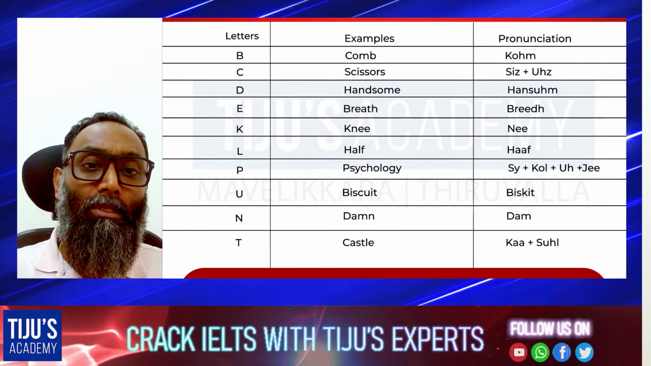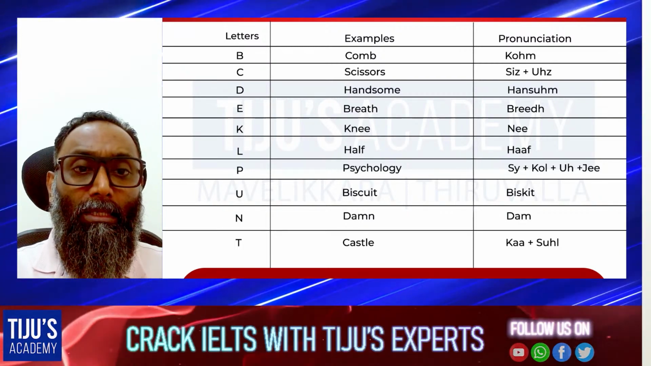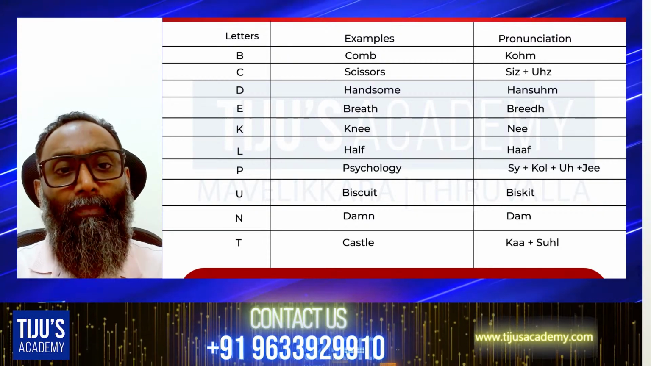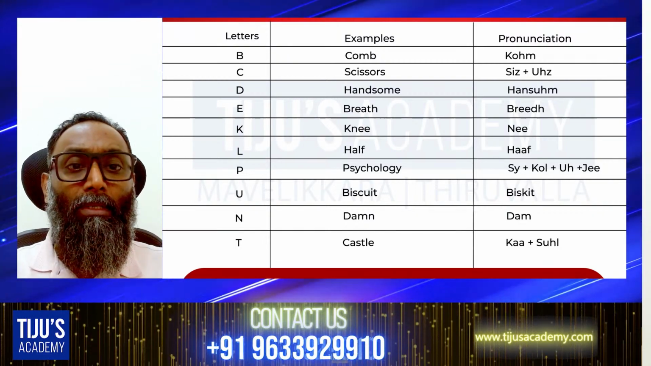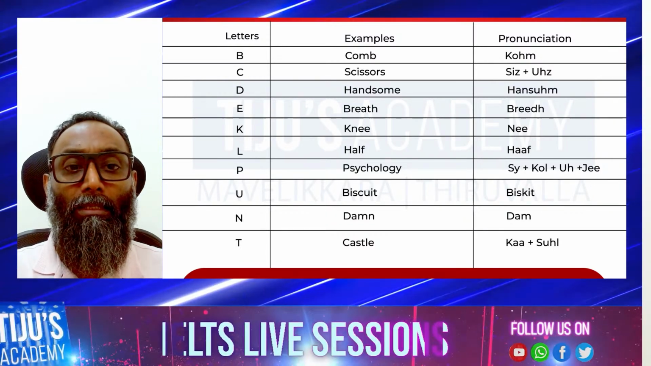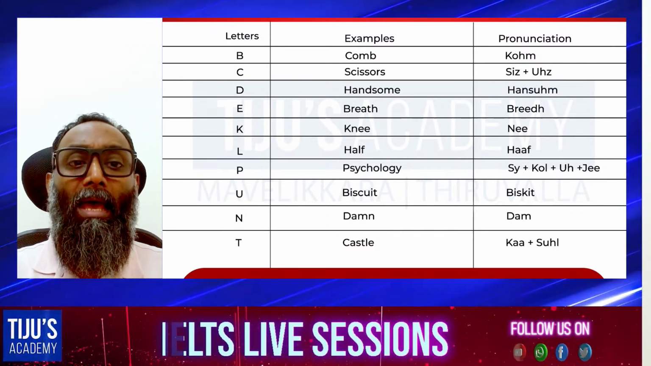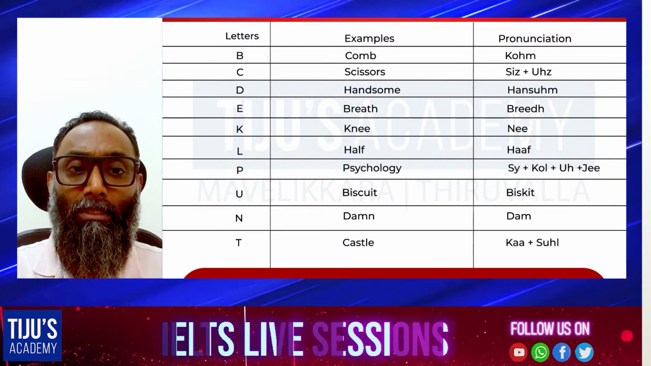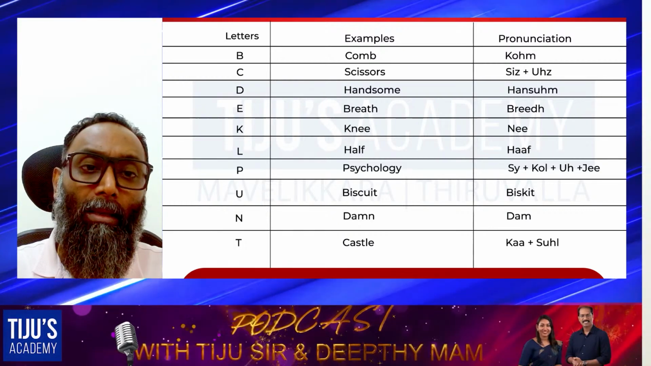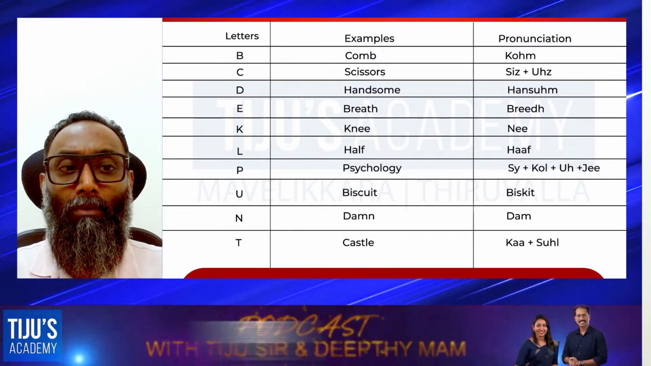Likewise, for scissors, the C is silent. It's scissors. With handsome, it's handsome, not handsome with a D. So the D is silent in handsome. It's hand, and the D is not pronounced. It's silent. Handsome. The D is not pronounced.